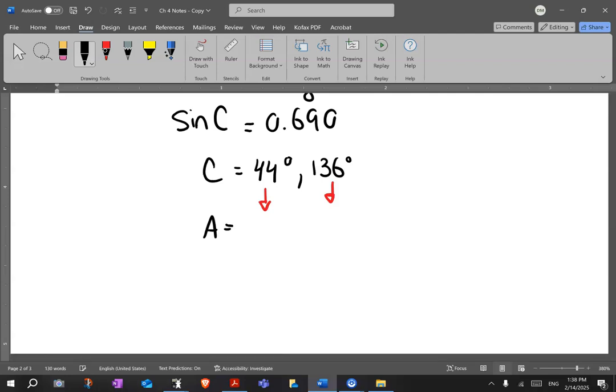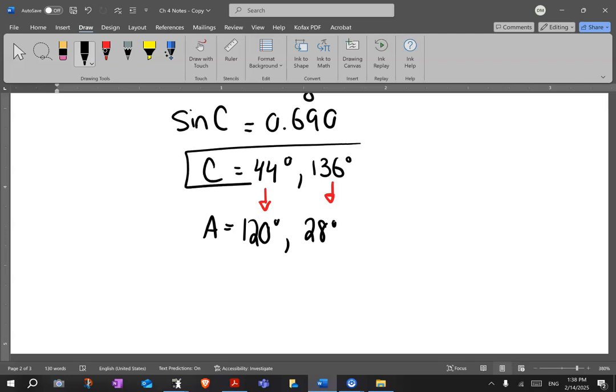What is angle A? 180 minus 44 minus 16. So a triangle, again, adds up to 180. So 180 minus the 16 we were given, minus this 44, means we have this be 120 degrees. But if I had 180 minus the 16 that we were given, and now I'm going to subtract the 136, I could have this as 28 degrees.